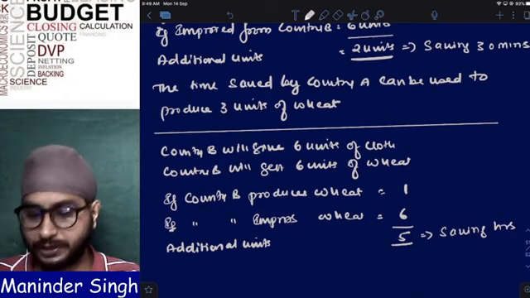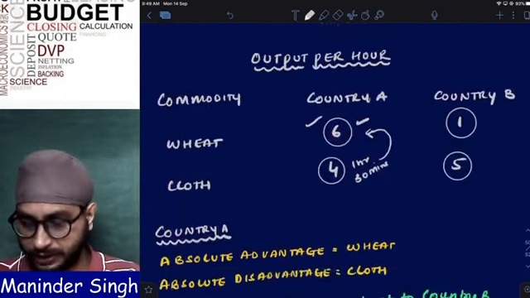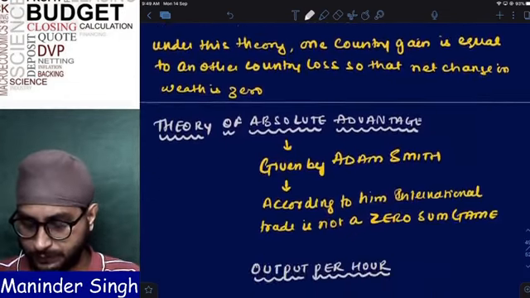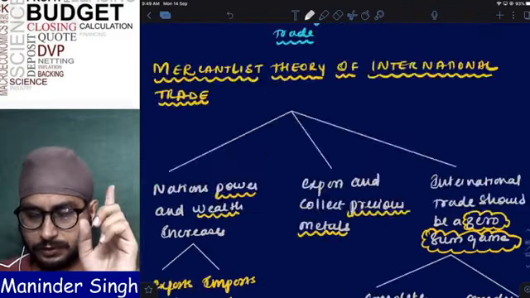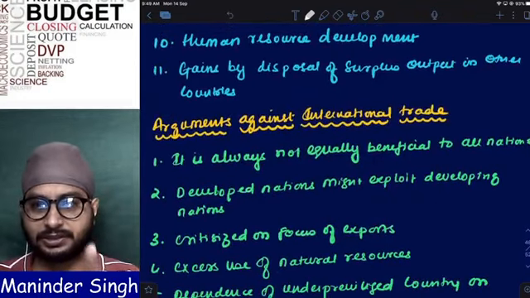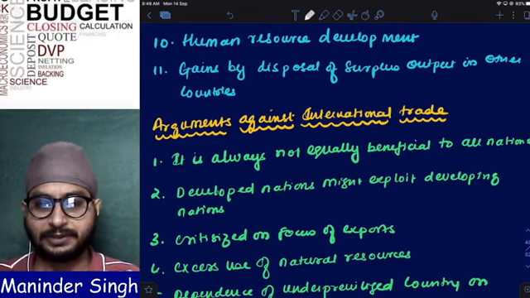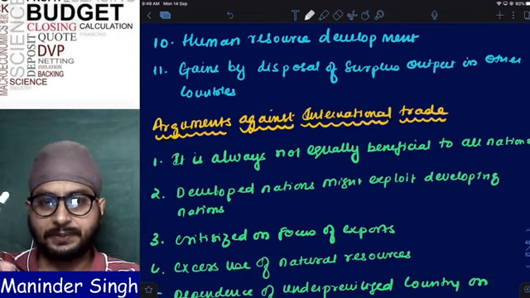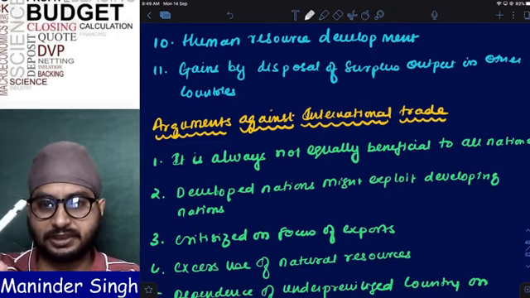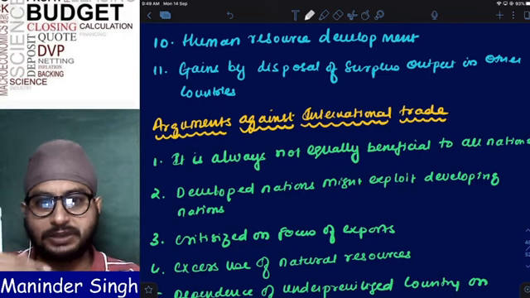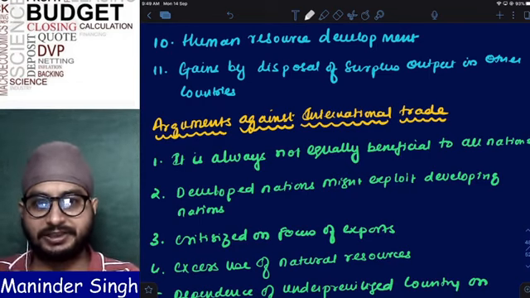But now the problem here is, in the first theory, what happened? Theory of absolute advantage clearly tells that trade can happen only when both are at an advantage. Here, I am at an advantage and a disadvantage.